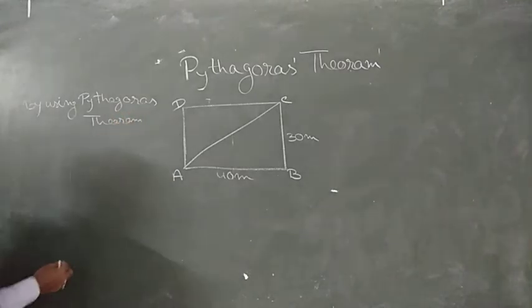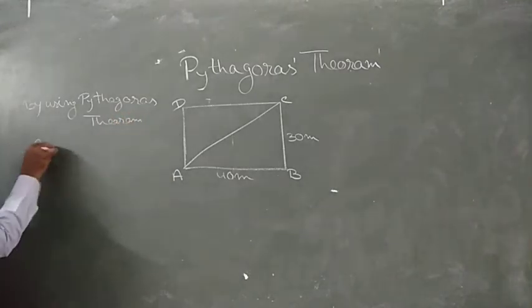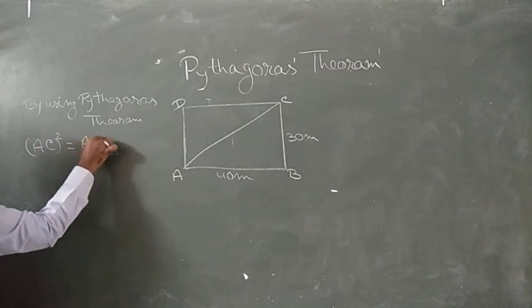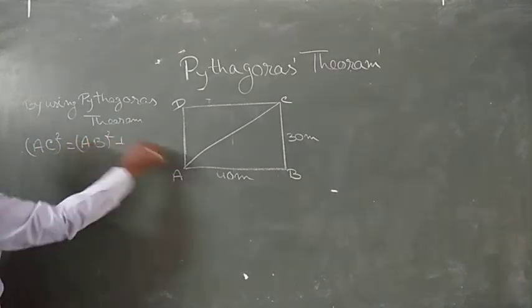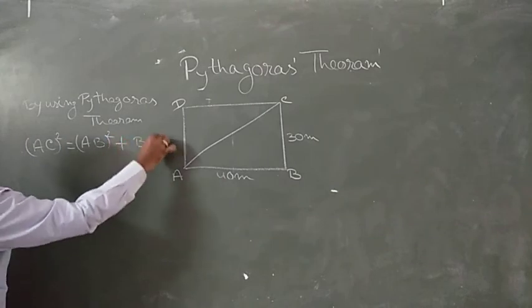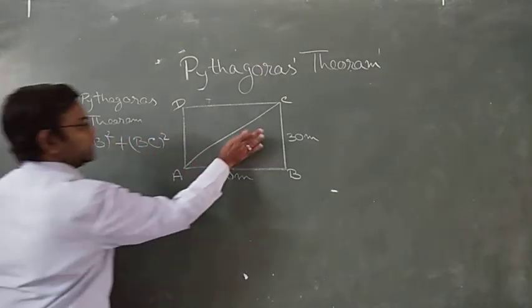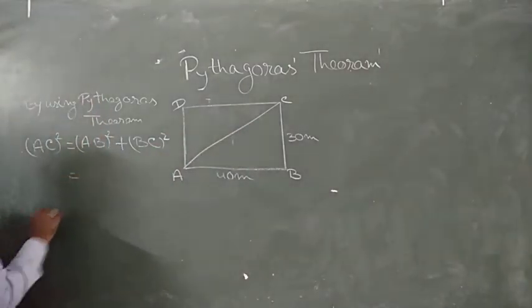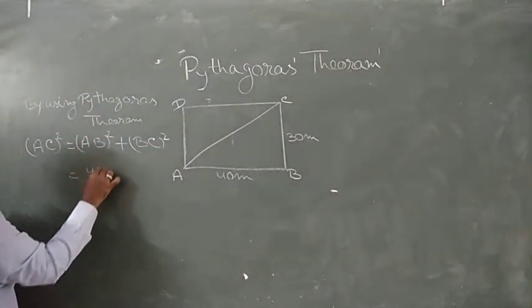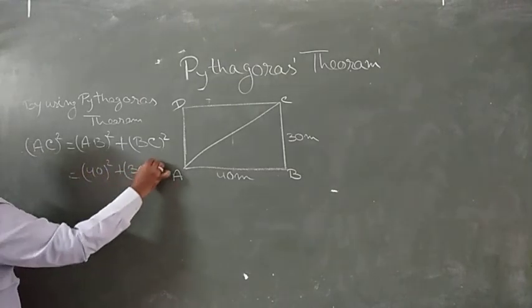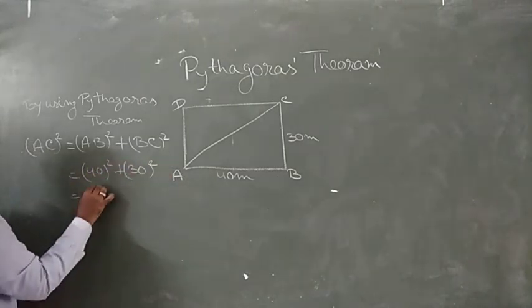We can directly write down now AC square. Square of AC equals to square of AB. It's a base, and BC it's a height. Why am I using this one? Because this is right angle. We don't know AC, but we know AB. It's 40. We know BC. It's 30 meter. So ultimately what we have?